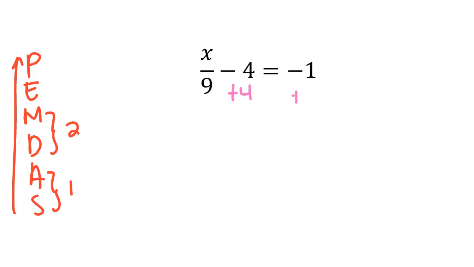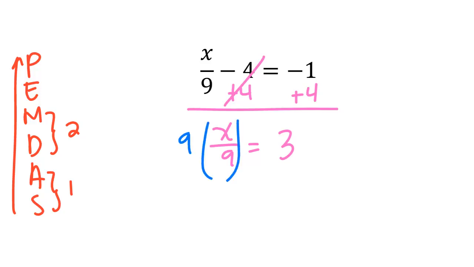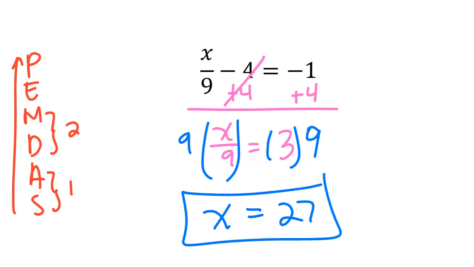So we're gonna add 4. We get x over 9 equals. What's -1 plus 4? -1 plus 4. And then what do you do after? Multiply by 9. We get x equals 27. And if you plug it in, 27 divided by 9 is 3. 3 minus 4 is -1, so it's valid. Good? All right. Next one.